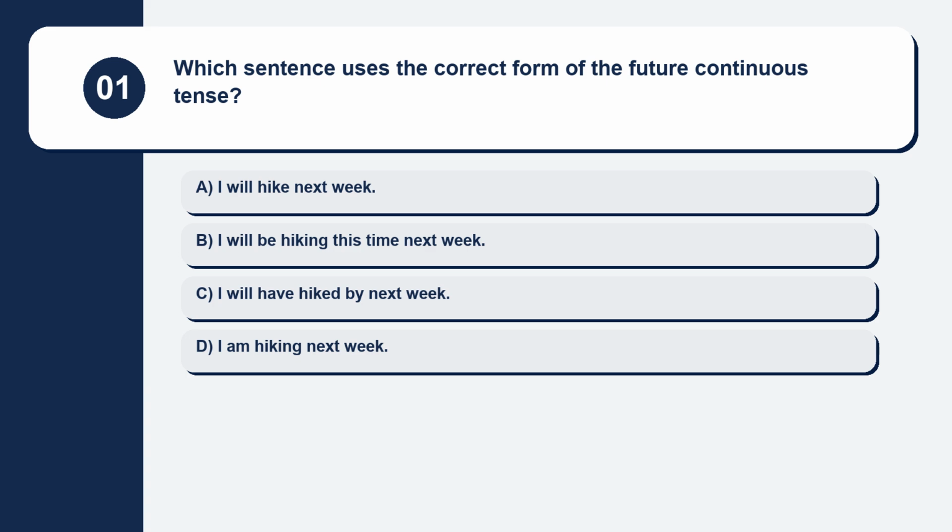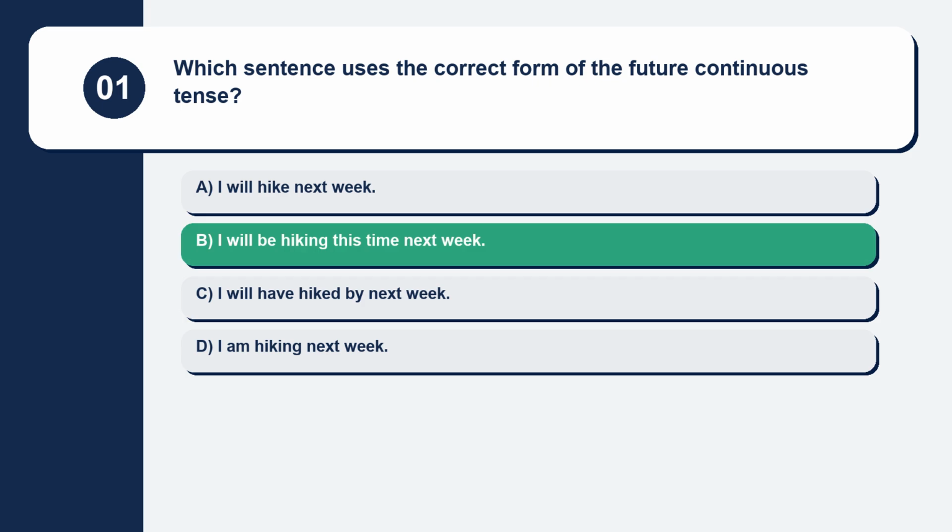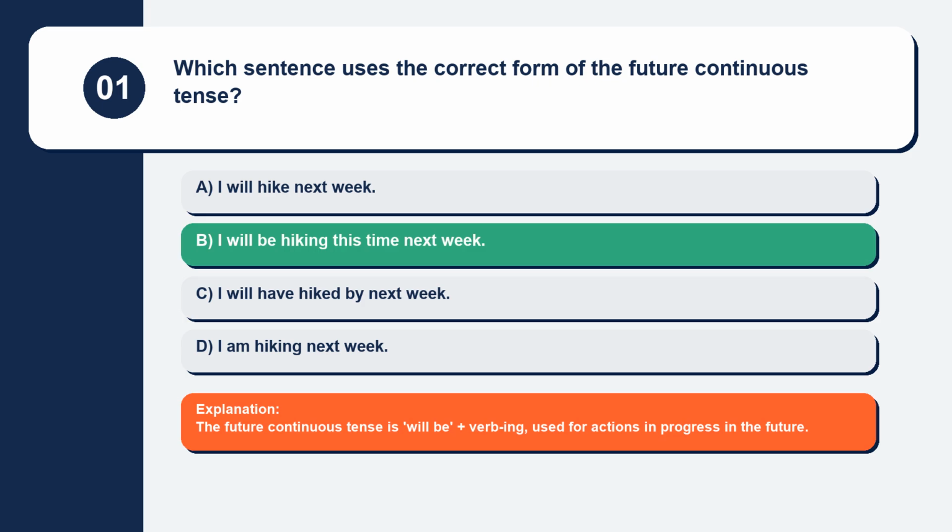Question 1. Which sentence uses the correct form of the future continuous tense? I will hike next week. I will be hiking this time next week. I will have hiked by next week. I am hiking next week. The future continuous tense is will be plus verb-ing, used for actions in progress in the future.